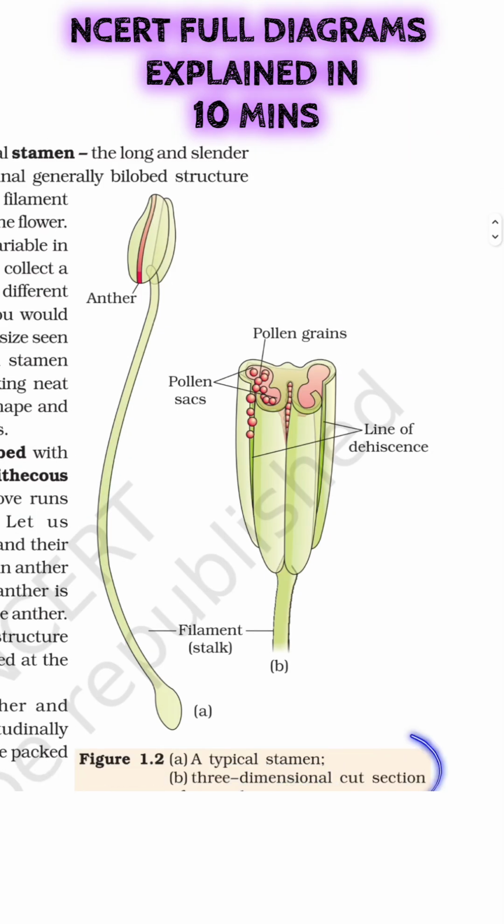And in the B part, you can see the three-dimensional cut section of anther. So here you can see the pollen grains which are there, and you can see the pollen sac. You can see the line of dehiscence on either side, and this is again the filament. So this is the anther region which was cut. When you cut this anther like this and view it, you can see the pollen sac and pollen grains along with the line of dehiscence and the filament or the stalk.